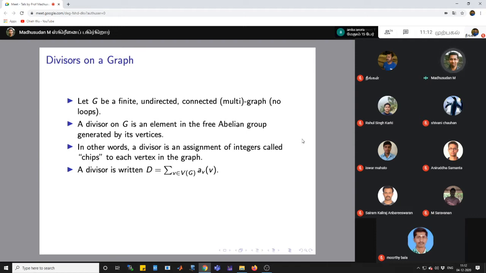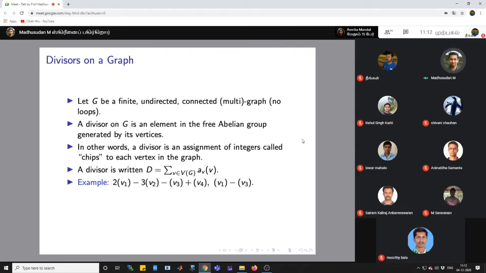And how will we denote it? We'll denote it like this. So divisor D is written as the sum over small v in capital V of G, where capital V of G is the set of vertices of the graph. And then you sum over a_v times bracket of v. And a_v will be an integer. And bracket of v is that symbol associated to that vertex v.